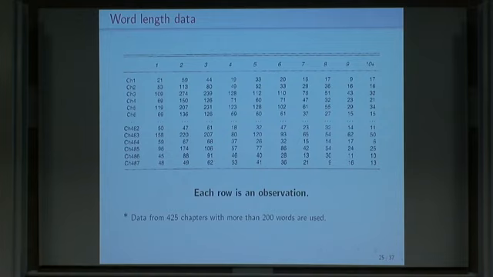So in chapter 1, there are 21 words that have length 1, 59 have length 2, and so on. And all the words that are more than 10 characters are grouped in this same one.